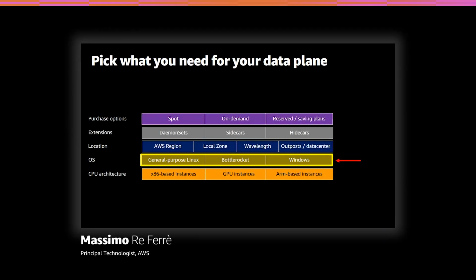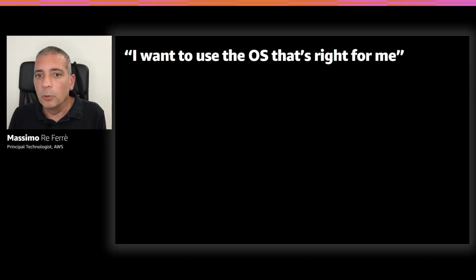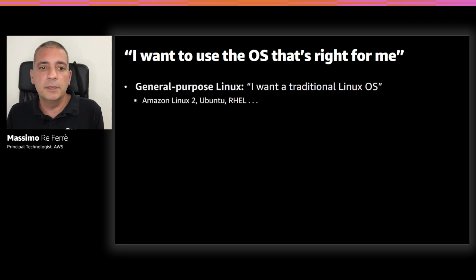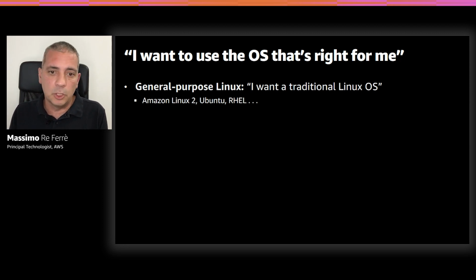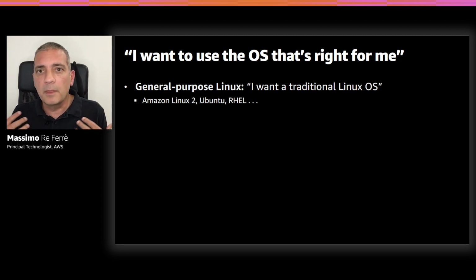Let's move to the operating system. Again, this is another important dimension. And here, the tenet is I want to use the operating system that's right for me. I want to use an operating system that I have to use or I want to use. So the typical example here is a general purpose Linux. It could be Amazon Linux 2, it could be Ubuntu, it could be Red Hat Enterprise Linux. It depends on where I'm coming from. It depends if I have particular technical or commercial requirements. We give you the option of being able to do that.